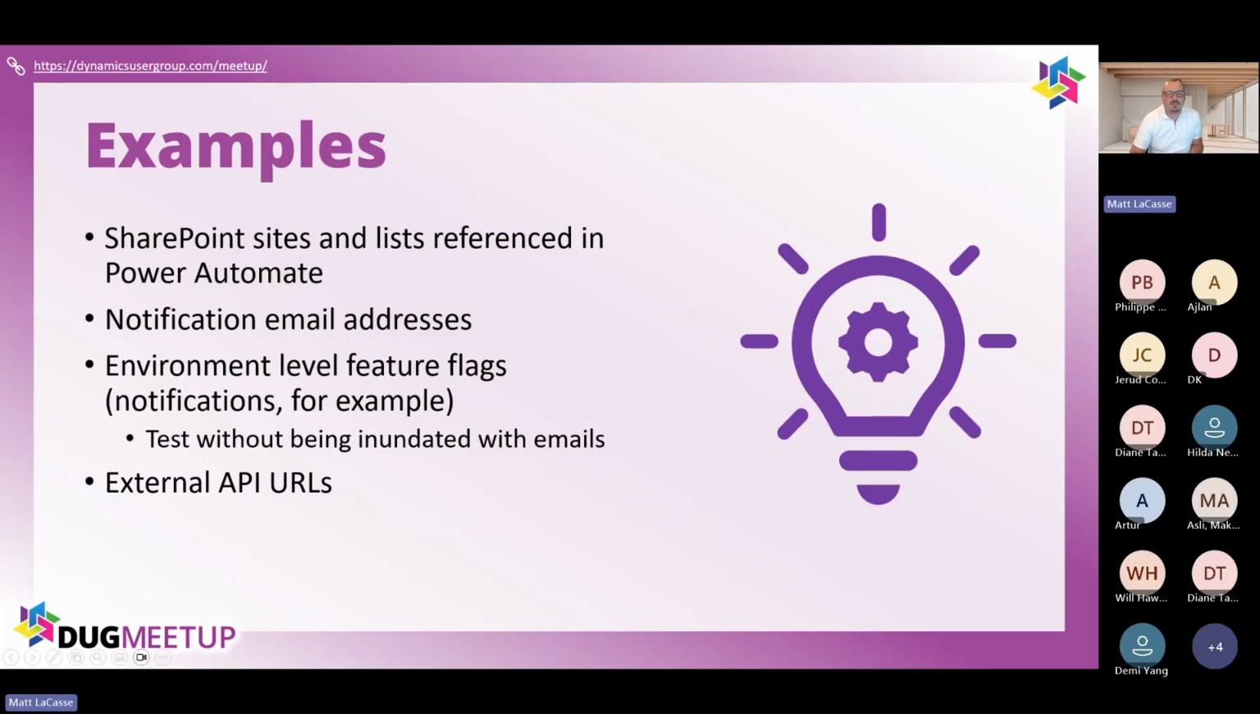So again, some examples of things that we may want to configure on an environment by environment basis are your SharePoint sites, reference lists in Power Automate flows or in Canvas apps, notification email addresses, things like environment level feature flags, which we're going to take a look at here, to prevent spamming your coworkers, especially if you're on the development side, with a bunch of emails when you're testing 100 new different records that all send emails out. And then, of course, things like your external API URLs.